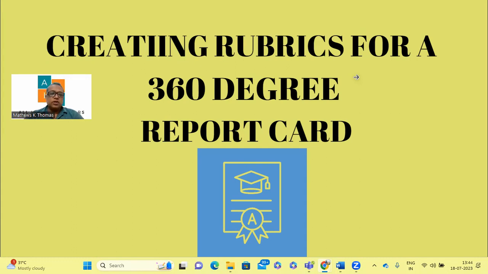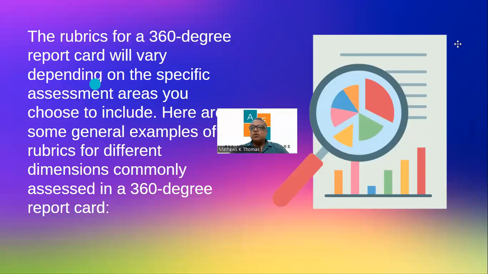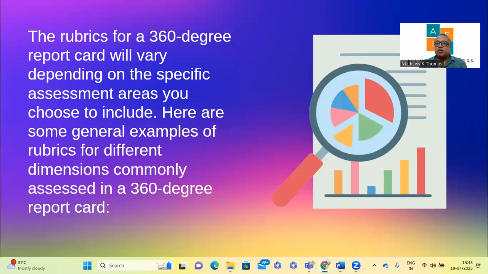So on that note, by welcoming you all, I want to start this session and move right away to the rubrics. So the first thing that we have to understand is that when we talk about a 360-degree report card, it is a complete report card. That means it's not coming from one direction. Earlier, the teacher was the only person who was involved in this. So it will depend on a lot of assessment areas.